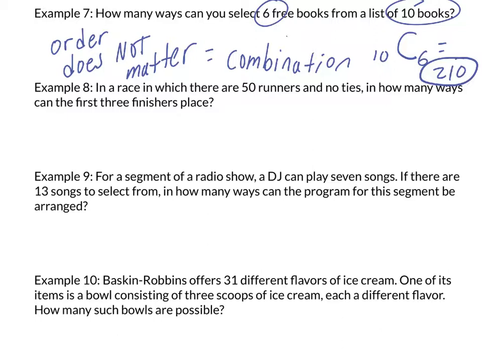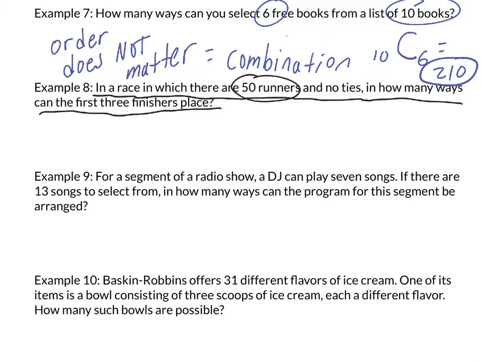Looking at example 8. Example 8 says, in a race in which there are 50 runners and no ties, in how many ways can the first 3 finishers place? So we're not counting out and rearranging all 50 runners. We're only counting out 3 out of the 50. So that, yet again, tells us it's either going to be the nPr or nCr button.